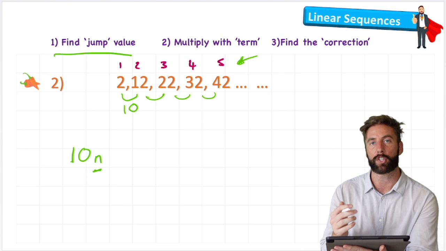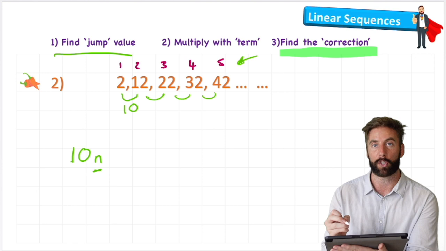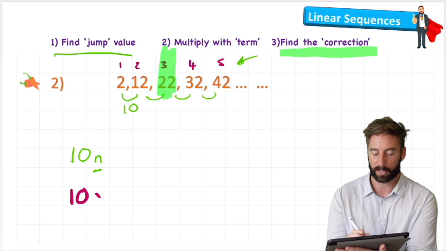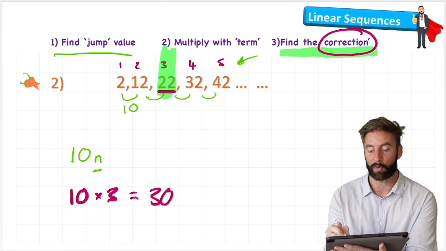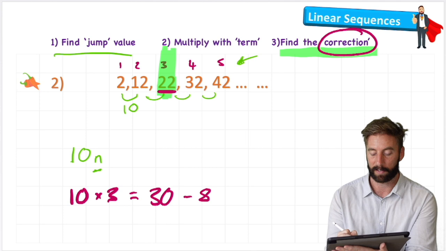Then we can do step 3, which is to find the correction. To find the correction, we're going to use an example that we've got. Let's use this 3. So 10 times 3 equals 30. Well, 30 is close to the 22 that I'm looking for, but not right. So how can I correct from 30 down to 22? I would need to minus 8. So therefore, my formula should be 10n minus 8.